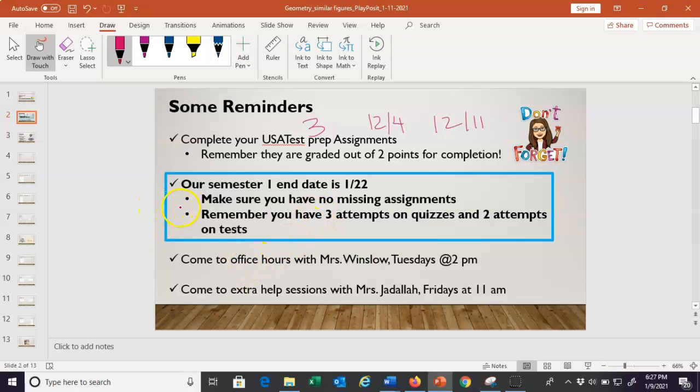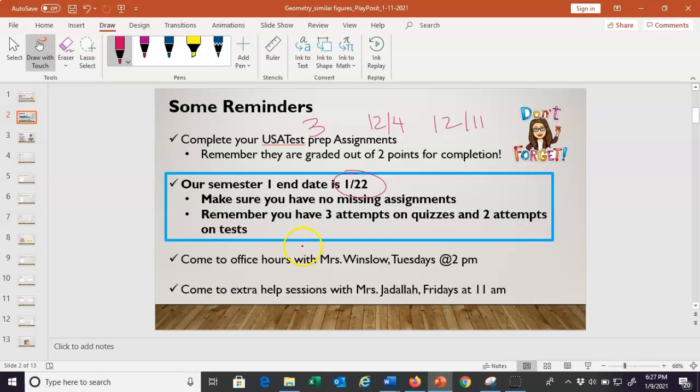Second is our semester 1 end date. That is coming up, 2 weeks from now, January 22nd. Just like our first end date, after January 22nd, you will not be able to access any of those assignments that happened before. So make sure you have no missing assignments and that you've used all your attempts on your quizzes and your tests if you wanted to retake anything.